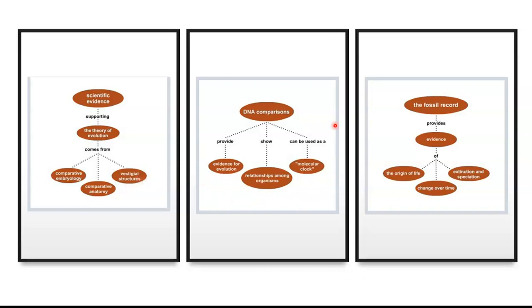And then this is today's concept map, and it's showing here that DNA comparison, so comparing DNA, provides evidence for evolution, shows the relationship among organisms, and can be used as a molecular clock.